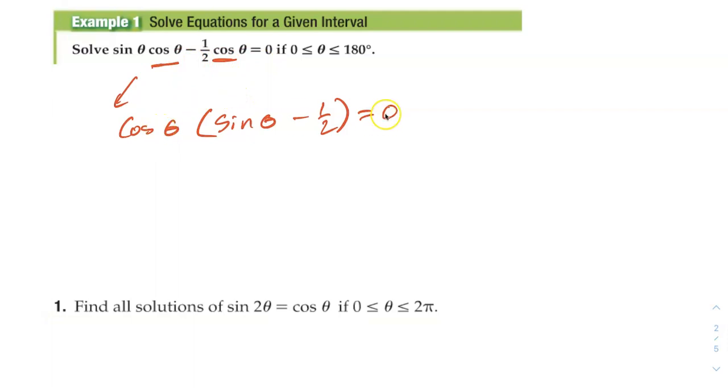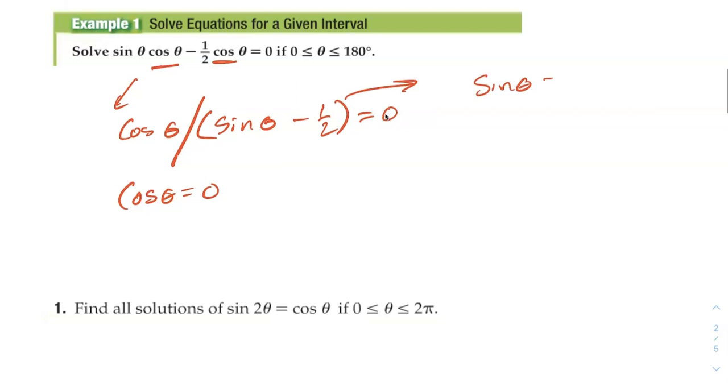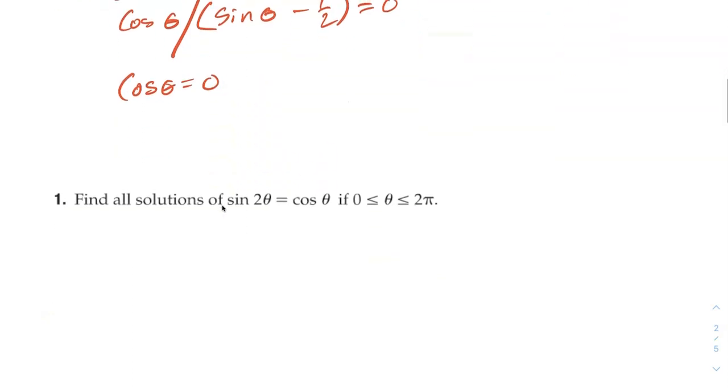You have this, it equals 0, so then you can use the zero product property, which means you can split it. Cosine theta equals 0, and sine of theta minus 1/2 equals 0. Then we just solve each one separately. Cosine equals 0. Remember, that's one of the special ones. It's on the unit circle.